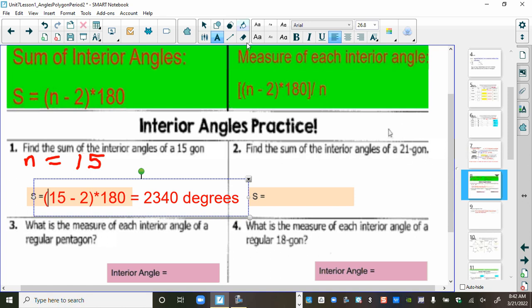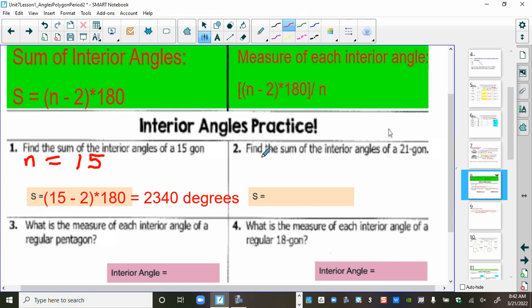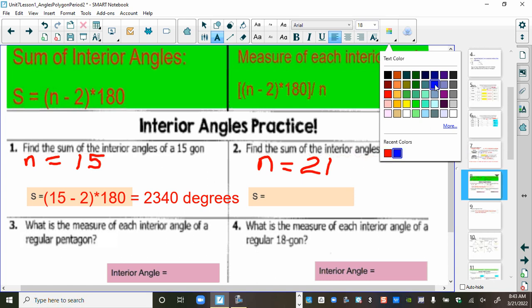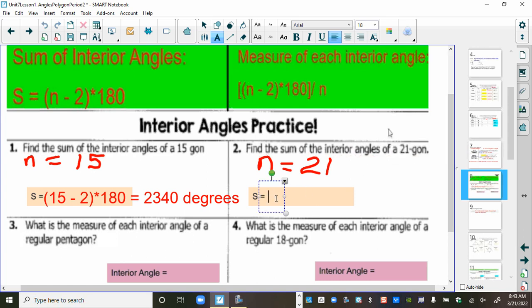Now, number 2 is the same as number 1. Only difference is it's 21. The idea is the same. 21 minus 2 times 180. So that's all you have to do. Type in exactly what I wrote up here.